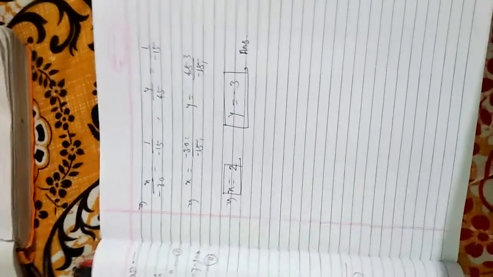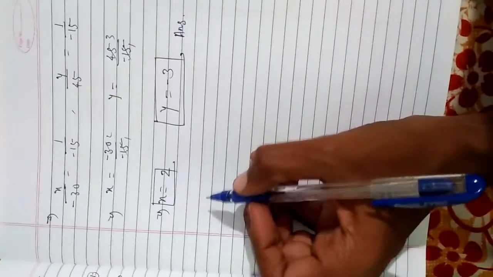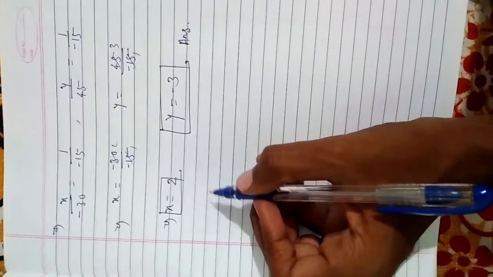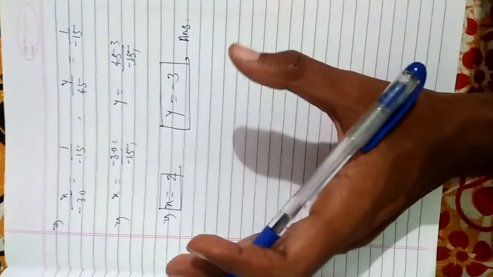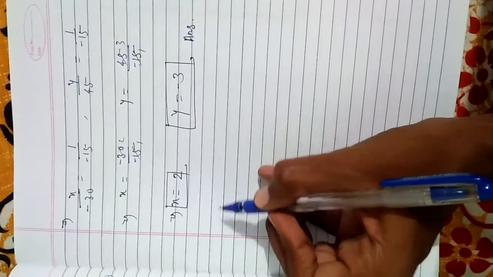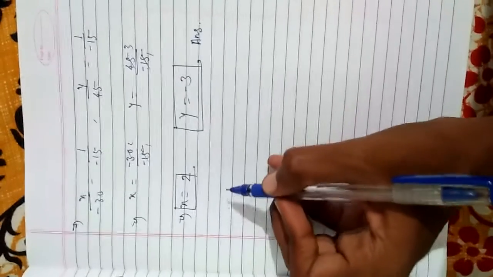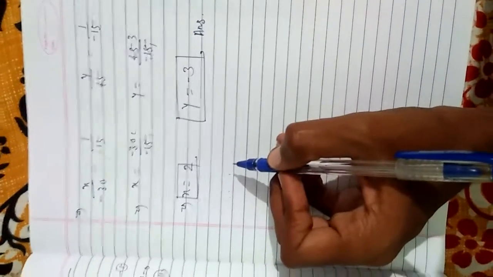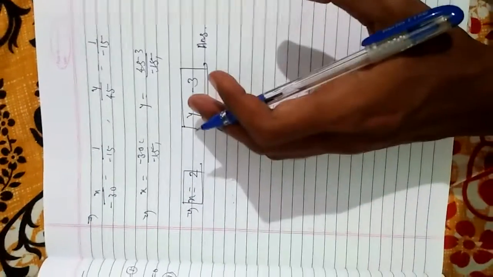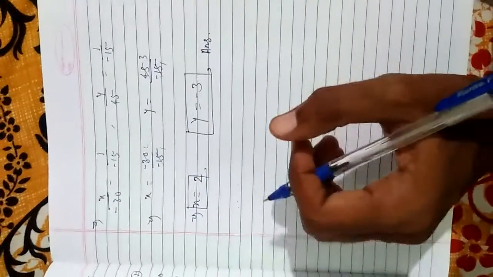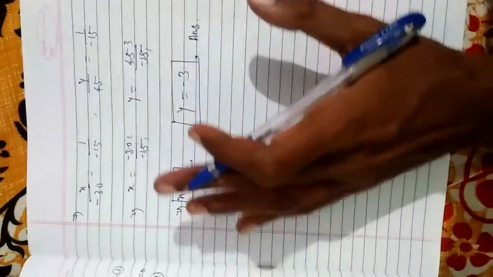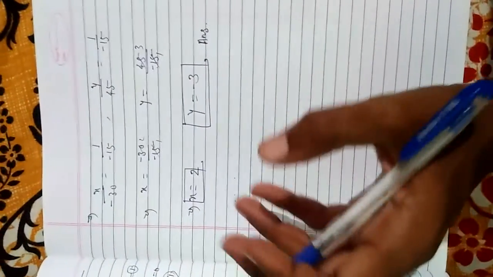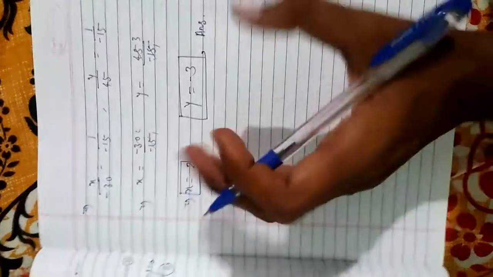So this way you can solve the question in three ways. Here we solved a pair of linear equations in two variables by three methods. The first is the substitution method, the second is the elimination method, and the third is cross multiplication. It's up to you which method you like most, and you can use whichever method you like more.